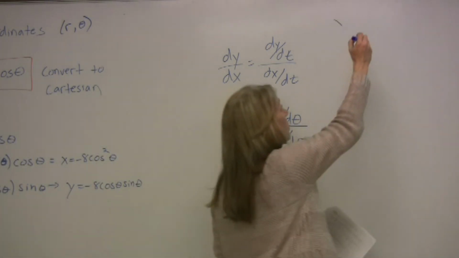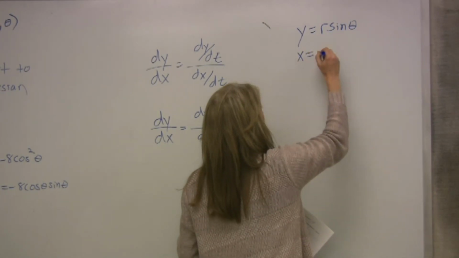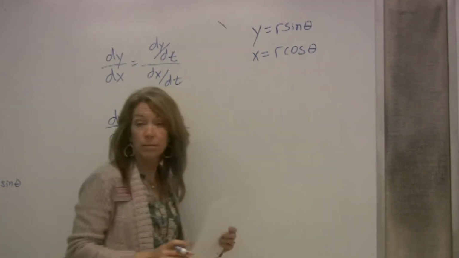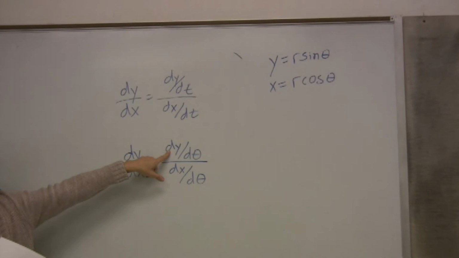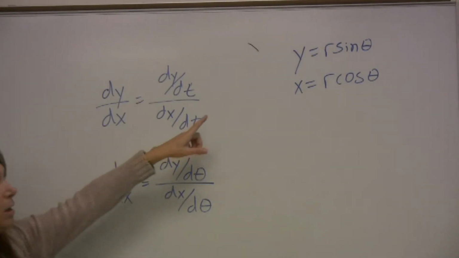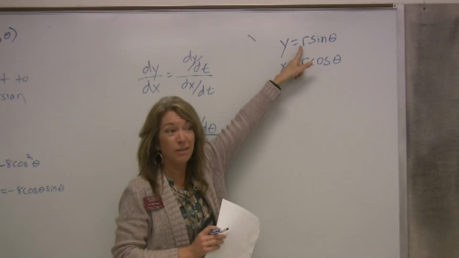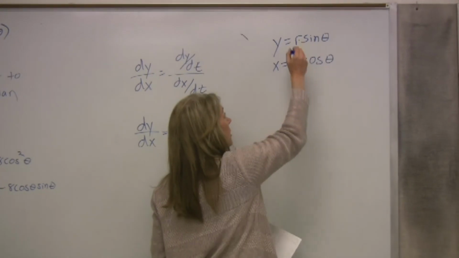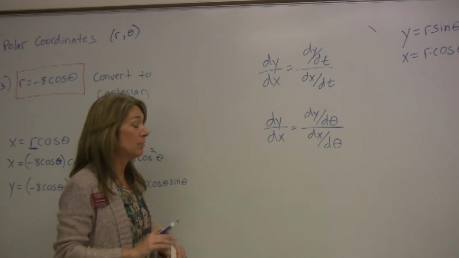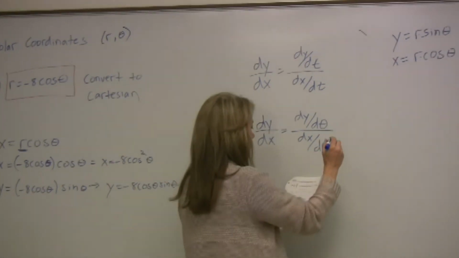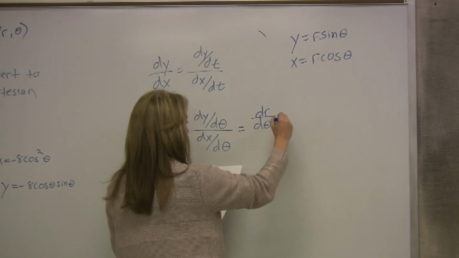But, let me write this up here. Remember that y equals r sine theta and x equals r cosine theta. So when you want to take the derivative of y with respect to theta, you actually have to use the product rule, because r is a function of theta also. You have to use the product rule here, and you have to use the product rule there. Messy, I know. So I could derive the whole thing for you, but instead, I'm going to shortcut and write it up here for you, and you can look at the product rule later.